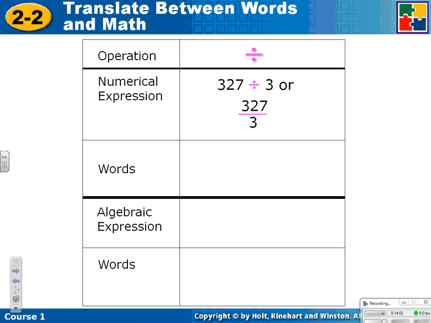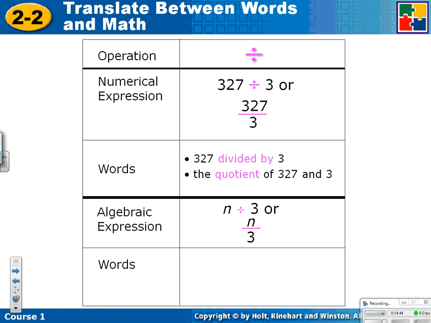The quotient of 327 divided by 3. 327 divided by 3. I wouldn't say that. 327 divided by 3, or I believe you can say 327 separated into 3 equal groups. There's really only a couple for division.